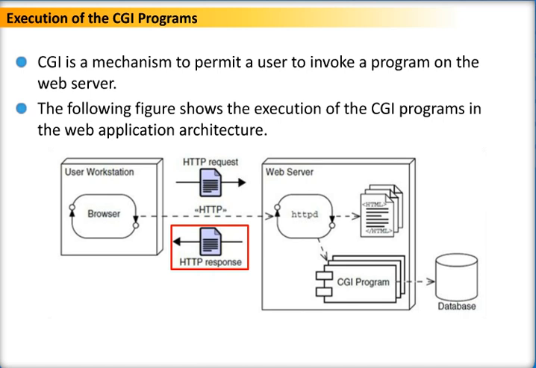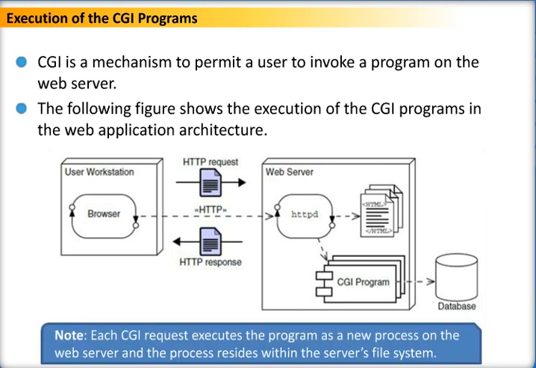It is important to note that at runtime, a CGI program is launched by the web server as a separate process. The process executes the code of the CGI program that resides within the server's file system. In addition, each new CGI request launches a new process on the server. This results in a slow response, high resource usage, and poor scalability in the server.